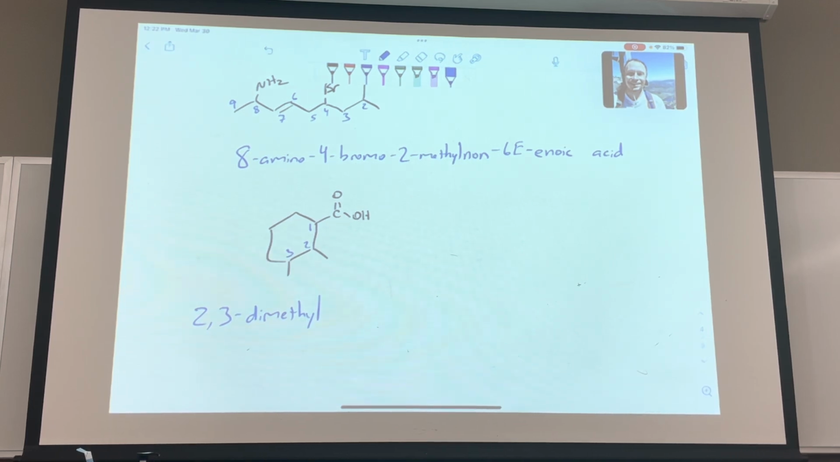And then to indicate that the carboxyl group is on the ring, we're gonna wrap it up with a mouthful and call it cyclohexane carboxylic acid. And obviously, that root in there can change depending on what size ring you were dealing with, right? You could have a cyclopentane carboxylic acid, a cyclobutane carboxylic acid, whatever it is.